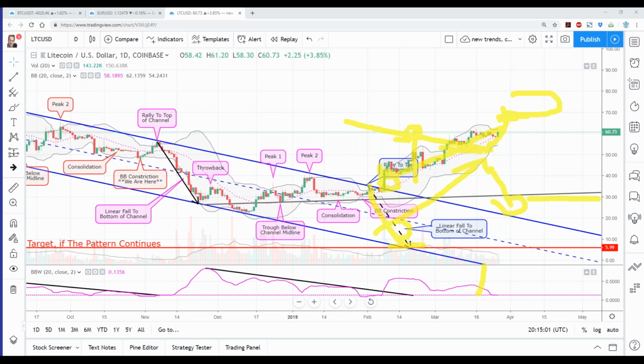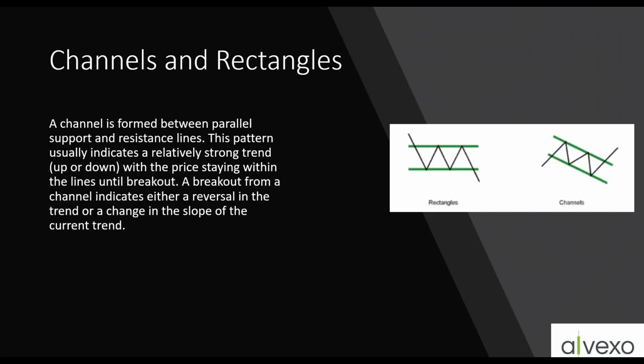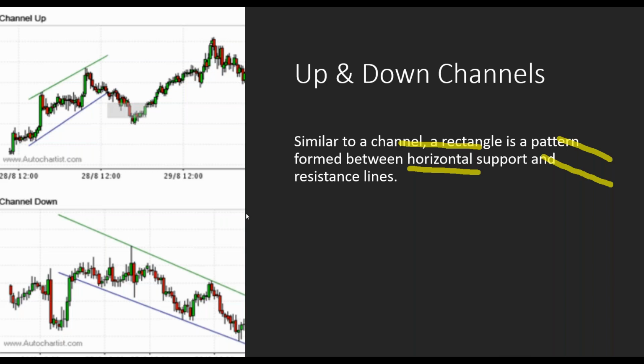But let's go back a little bit and talk about the other patterns before we talk about how you would actually trade them. So next we have rectangles and channels. The channel you just saw on the price chart, and a rectangle usually happens in congestion or the stop of a trend, and price starts to move with a support line and a resistance line going straight across. Then we have channels, up channels and down channels.